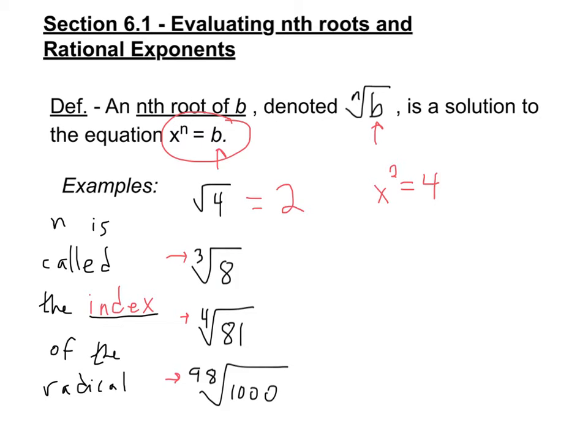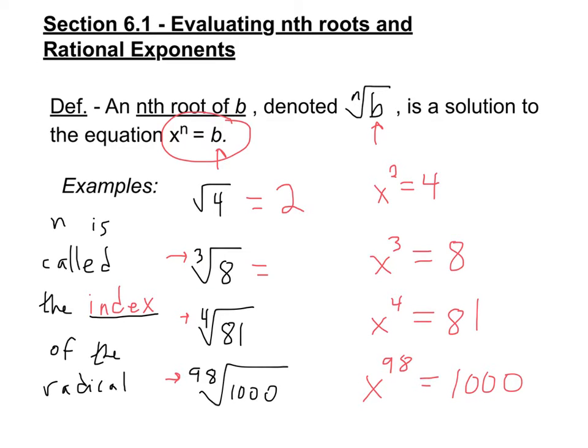And that index can be any number. Typically, we've only dealt with square roots in the past, but now we're expanding it so it can be any number. So for the cube root of 8, you have to think not what times itself gives you 8, but what's the solution to this equation, x cubed equals 8. Or the fourth root of 81: what's the solution to x to the fourth equals 81? Or the 98th root of 1,000: what's the solution to x to the 98th equals 1,000?